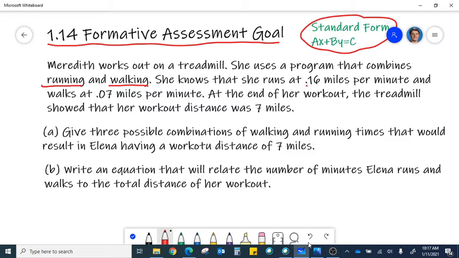Okay, so we're talking about running and walking, and it says she knows that she runs at 0.16 miles per minute. Okay, so miles per minute, whenever we say per minute, that should clue you in that that's like a rate. All right, now in standard form we do some different things with this, but that's running, 0.16 miles per minute. Obviously her walking pace, she's not going to be walking at quite that pace, right? So she's not going to be gaining as many miles or portions of a mile per minute when she's walking.